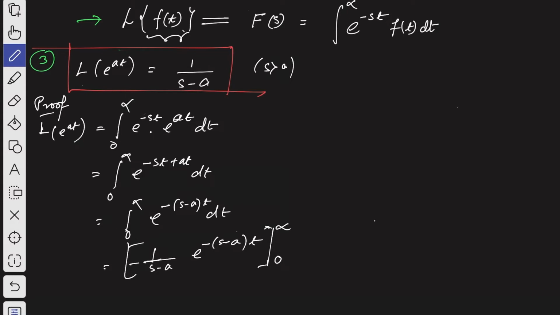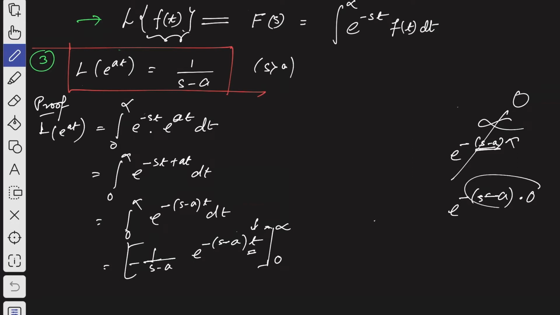So let us put the upper limit and lower limit instead of t. If you put infinity instead of t, then you will get e to the power minus s minus a into infinity, that's gonna be again infinity, and e to the power minus infinity is nothing but 0, right? Then if you put 0 instead of t, it becomes e to the power 0, and anything to the power 0 is nothing but 1, right?